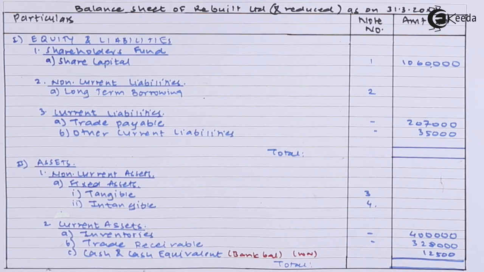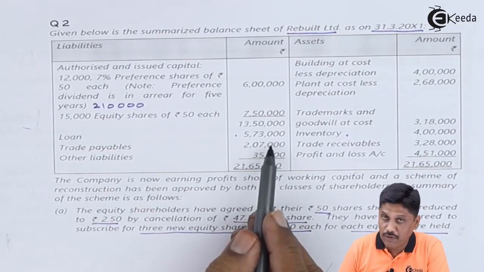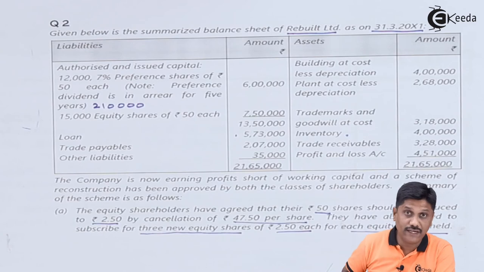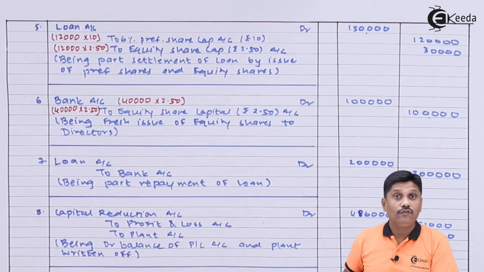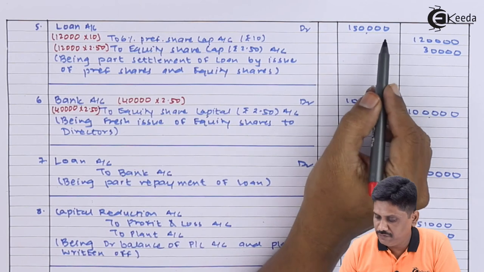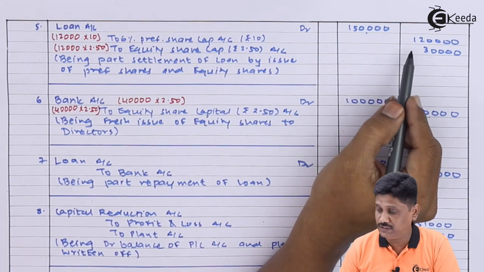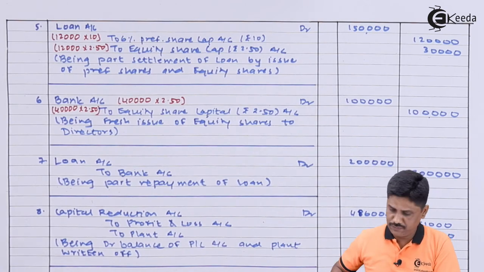Now note number 2 is for long term borrowing, which includes actually only one item, but I will mention it because calculations are involved. Friends, in my balance sheet, loan amount was 5,73,000. So that is my starting point. Here we have settled some amount of loan with the help of entries. We'll understand that. Friends, you can notice entry number 5 settled by way of equity and preference shares 1,50,000. So 1,50,000 is debited.